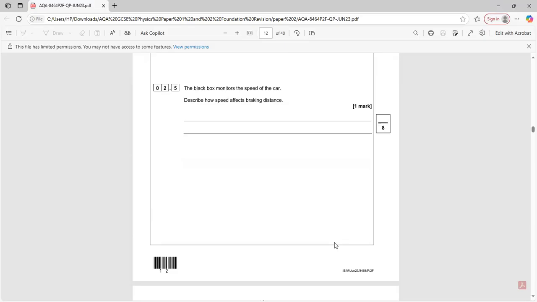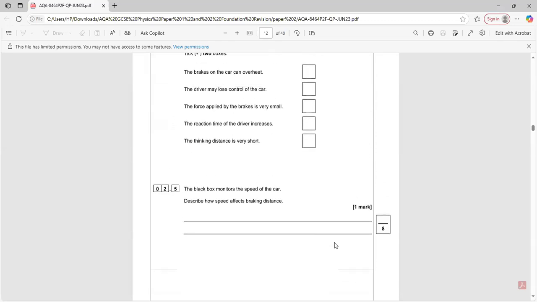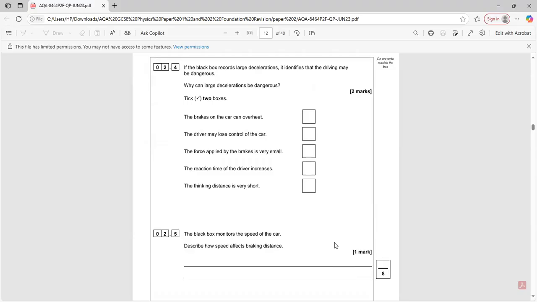Okay, so did you get my explanation back there? Did you get my explanation about why? Oh, yes. Okay, now, if you notice, there's something else here. This question says tick two boxes. So if you ask me to tick two boxes, I will go with the fact that the driver may lose control of the car. What do you think is the second box to be ticked here?